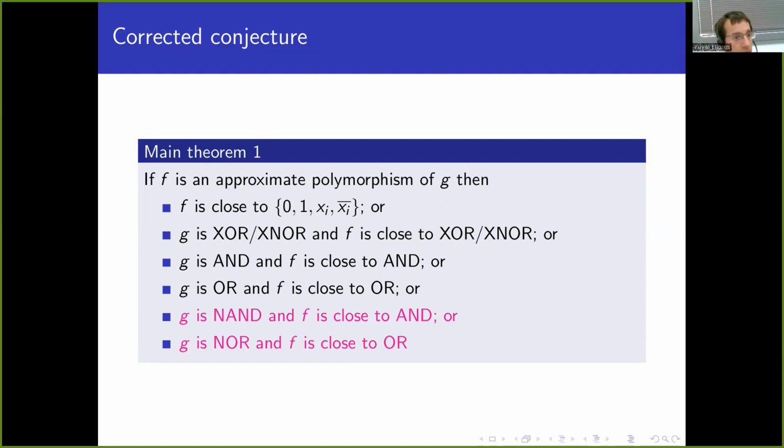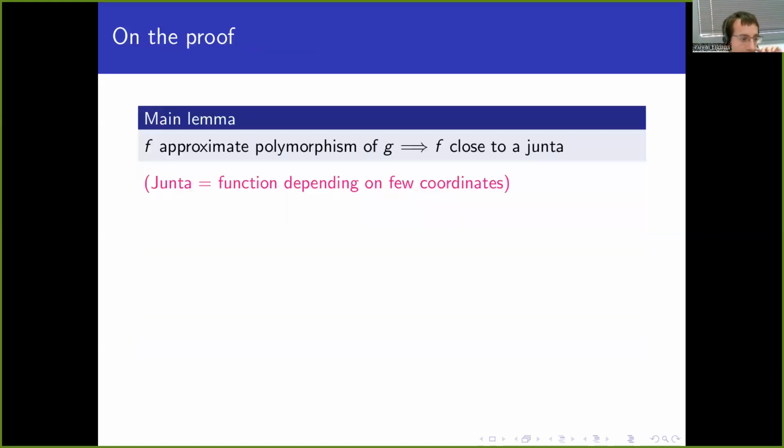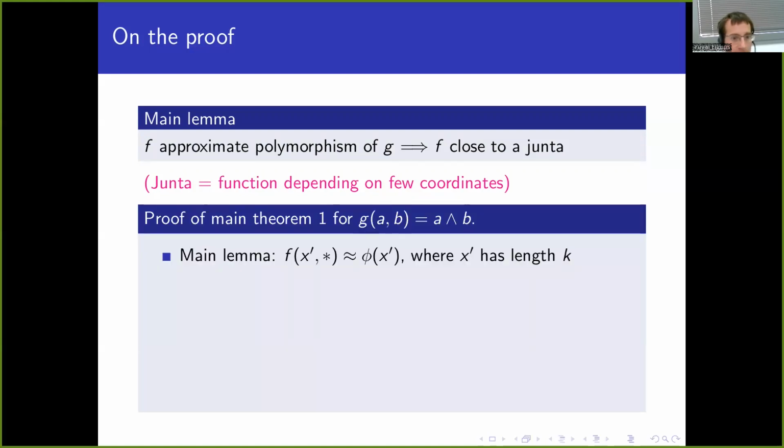And now let's see how to prove this theorem. Okay, so I'm not going to actually explain the proof of the theorem because really the heart of the proof is this main lemma that states that if f is an approximate polymorphism of g, an arbitrary g, then f must be close to a junta. Actually, g cannot be arbitrary because this is false if g is an XOR or its negation. But these cases we know how to handle, so we can ignore them. And I remind you that a junta is a function which depends on a few coordinates, typically a constant number of coordinates. Okay, so assuming this main lemma, let's see how to prove the main theorem.